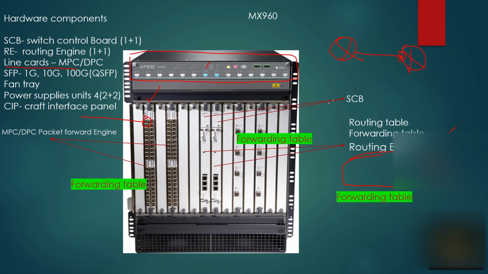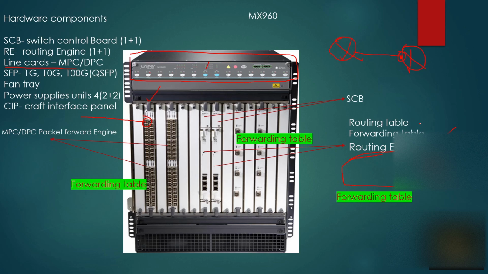If I want to reach 8.8.8 or some IP address, and the same destination has multiple routes in the routing table, one via OSPF, one via static, like that, what will it choose? Based on the lower administrative distance, it will choose the route. If you have multiple paths to reach one destination, the routing table contains all available paths.